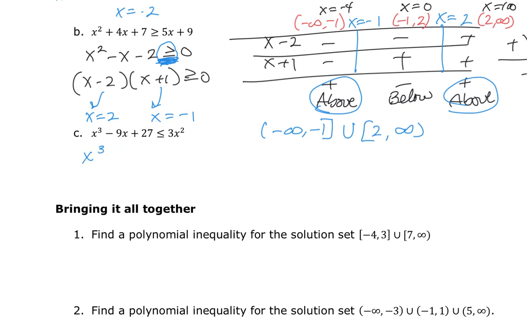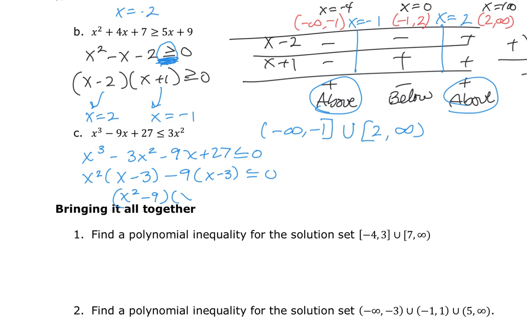So I have x cubed minus 3x squared minus 9x plus 27 is less than or equal to 0. And I'm going to factor by grouping, so I'm going to factor out an x squared out of the first group, gives me x squared factors out, so I have x minus 3. Out of the second grouping, I'm going to factor out a negative 9, leaving me x minus 3, which is less than or equal to 0. And then I have x squared minus 9, x minus 3 is less than or equal to 0. I'm just going to erase this from earlier.